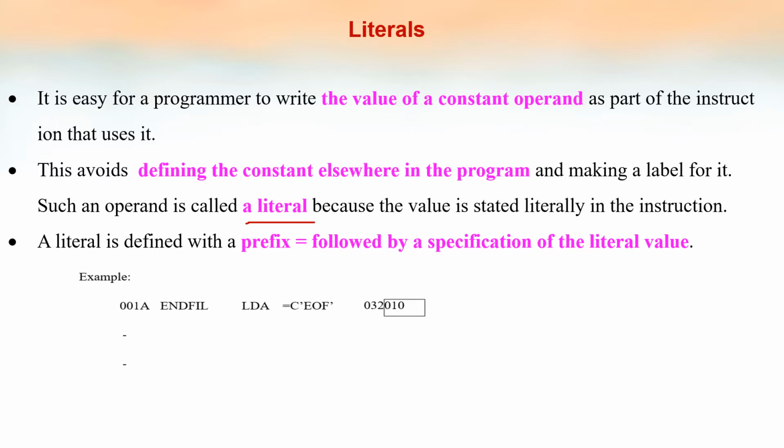For example, here this is a constant C'EOF', the end of file constant. It's a character constant. It is given with the instruction itself as the operand value. And literals are prefixed using the equal to symbol. So here we can see the equal to symbol. Equal to symbol means whatever follows is a literal. And this is the object code for that one, the object code for the literal.